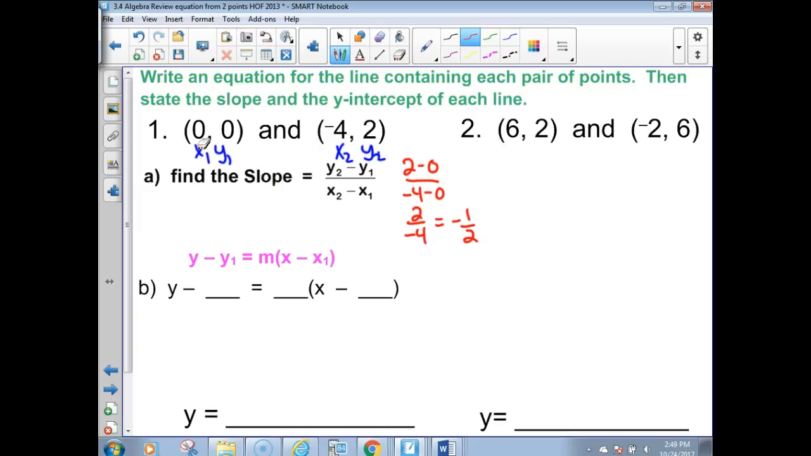Next, we plug in the y1 points. We got 0 for the y1. We put in 0 for the x1. We put in negative 1/2 for the slope. Next, we simplify, and we get y equals negative 1/2 times x. That is the equation of the line.